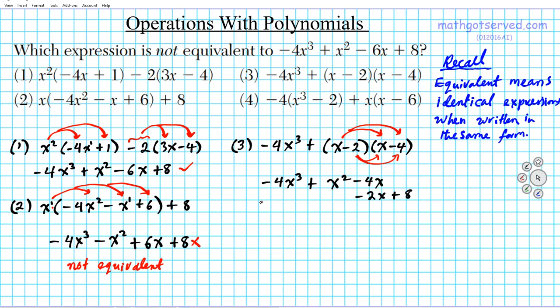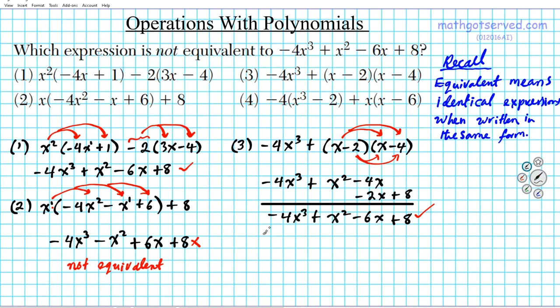Now we're going to simplify by combining like terms, namely the linear terms, negative 4x and negative 2x, okay? So we're going to have negative 4x to the third plus x squared minus 6x plus 8. Now let's compare. Negative 4x to the third plus x squared minus 6x plus 8. They're identical. Check. Equivalent. All right.